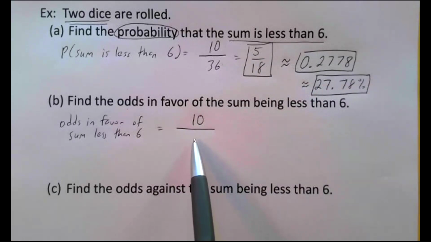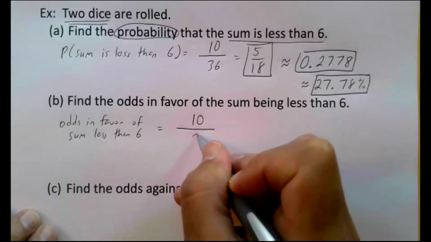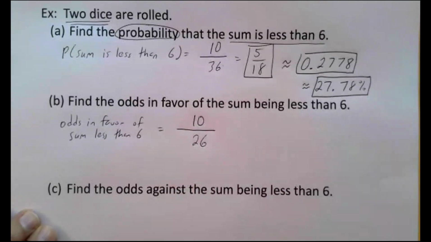But instead of putting 36 on the bottom, which is the total number of outcomes, we want to put all the ones that don't meet the requirement that we're talking about. The bottom is unfavorable here. Unfavorable means all of them that don't add up to something less than 6. So if 10 of them do add up to something less than 6, there are 26 other ones that do not.